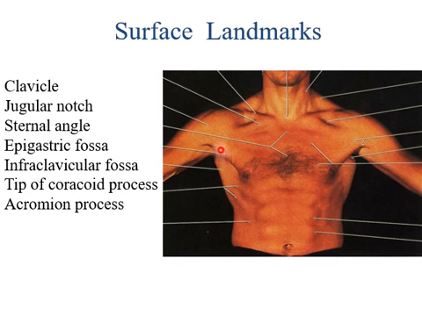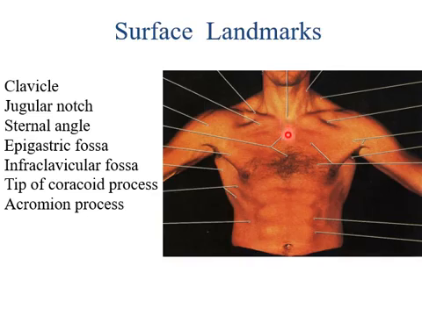Before dealing with the pectoral region, let us see the surface landmarks of the pectoral region. Now this is the clavicle. Clavicle is a bone. It is a modified long bone. So this is the clavicle. Now between these two clavicles, there is a depressed area. This area is called the jugular notch.